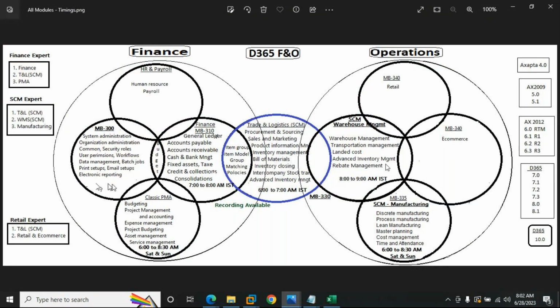I'm teaching this one, 627. Trade analytics, 7 to 8 finance, 8 to 9 warehouse management. These two together are SCM, and SCM manufacturing, and PMEA. For this we don't have a certification number at this point; Microsoft is going to release it soon. So all these 5 modules I'm teaching, the middle 3 and these two down. There is a separate fee for each and every course.